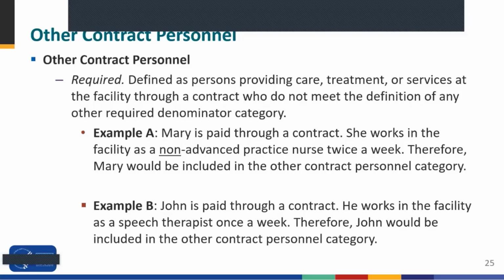In the first example, we see that Mary is paid through a contract. She works in the facility as a non-advanced practice nurse twice a week. Therefore, Mary would be included in the other contract personnel category. In example B, we see that John is paid through a contract. He works in the facility as a speech therapist once a week. Therefore, John would be included in this category.